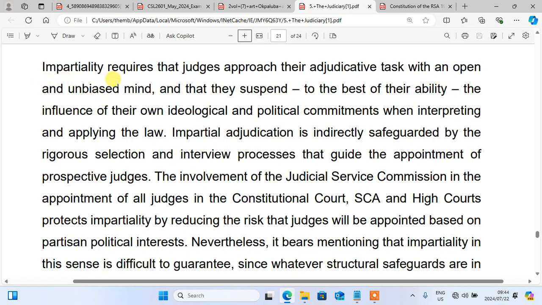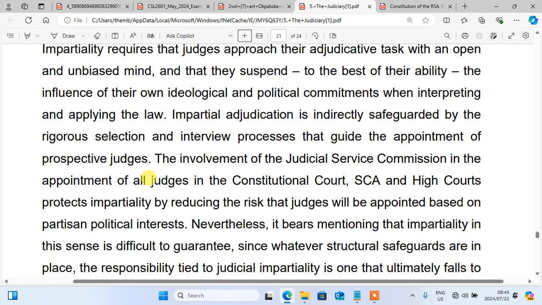Impartiality requires that the judge approach their adjudicative task with an open and unbiased mind, and that they suspend, to the best of their ability, the influence of their own ideology and political commitments when interpreting and applying the law. Impartial adjudication is indirectly safeguarded by the rigorous selection and interview processes that guide the appointment of prospective judges.